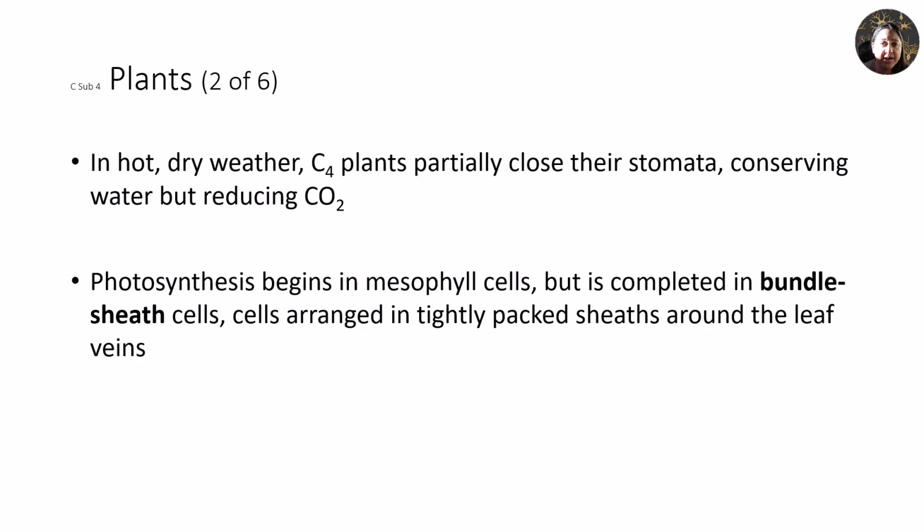So in hot, dry weather, C4 plants partially close their stomata. This helps conserve water, but also reduces carbon dioxide. In these plants, photosynthesis begins in mesophyll cells, but then gets completed in other cells called bundle sheath cells. These are cells that are arranged in tightly packed sheaths around the leaf veins. So it's like this process of photosynthesis starts here, but it actually gets finished somewhere else, by the leaf veins.